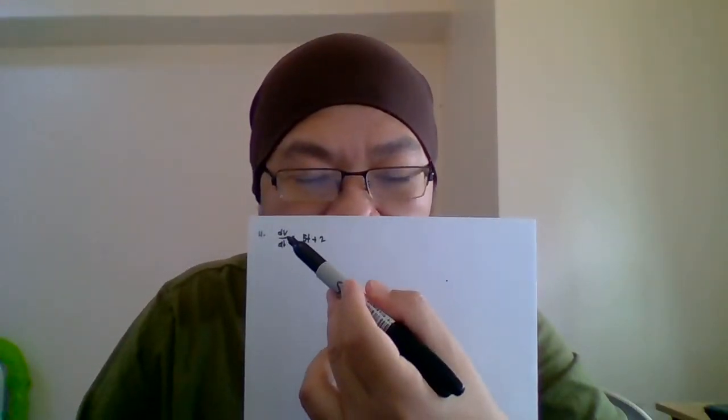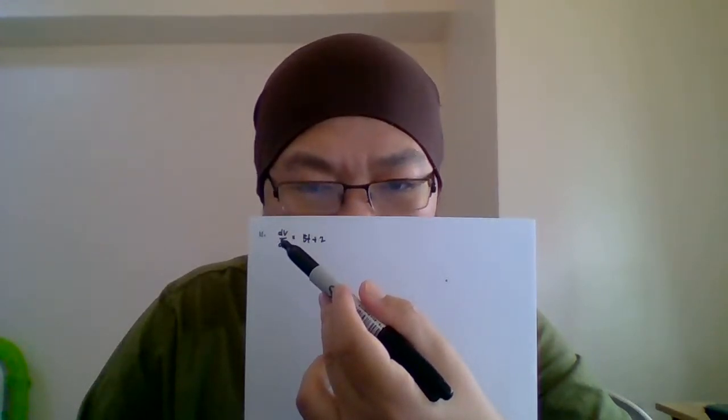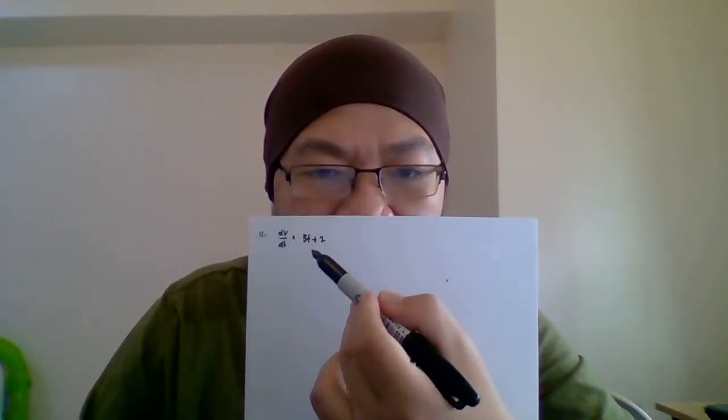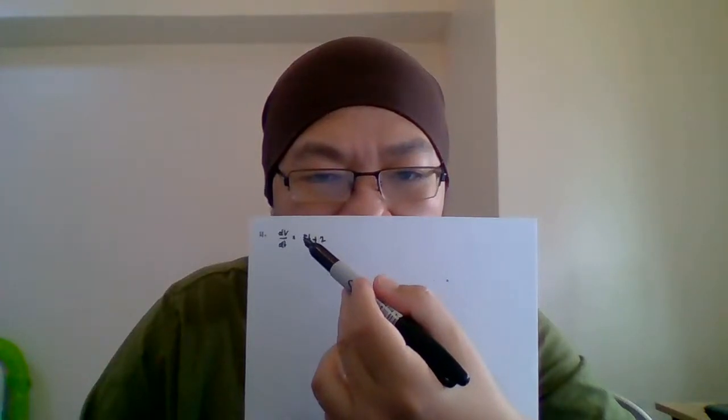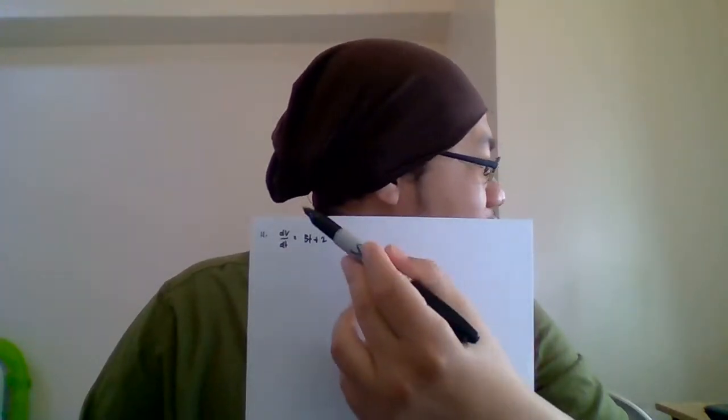dV over dt. We pour some amount of liquid volume per second into the container: 5t plus 2. So dV/dt equals 5t plus 2, and we need to find the volume of the liquid inside the container when the time equals 9. We want to find the volume.